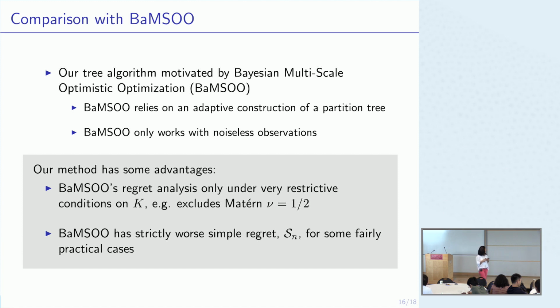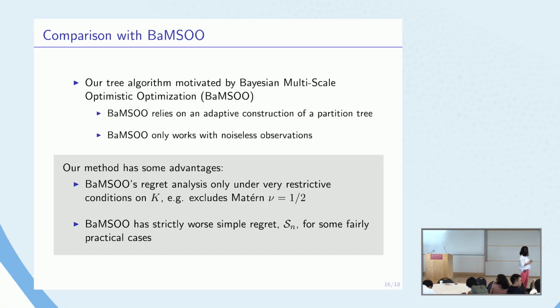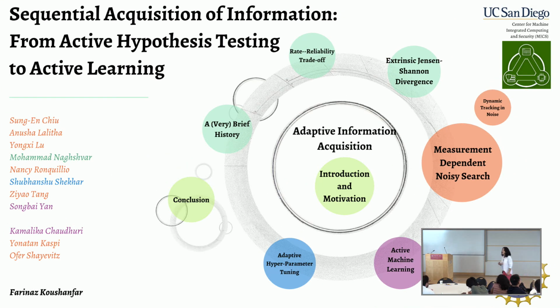First of all, our algorithm, in terms of regret bounds, is better than the analysis of BaMSOO's algorithm. If you look at the regret analysis for Matern nu equal to 1/2, the analysis is not available in the literature for BaMSOO, and we give a corollary analysis. Our regrets are also strictly tighter. This does not mean that the algorithm is better. It just means our analysis is tighter, as far as we can say. We have not been able to adapt our proof to analyze this algorithm because of the geometric structure that we were using.